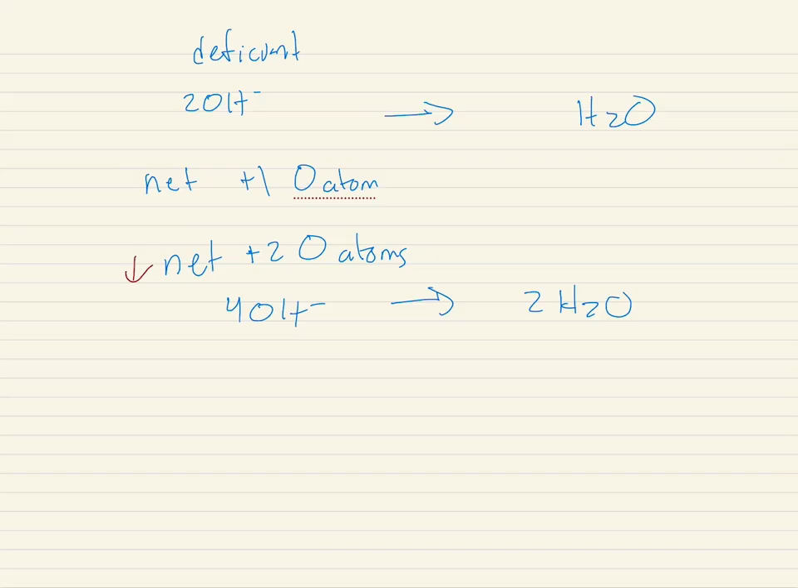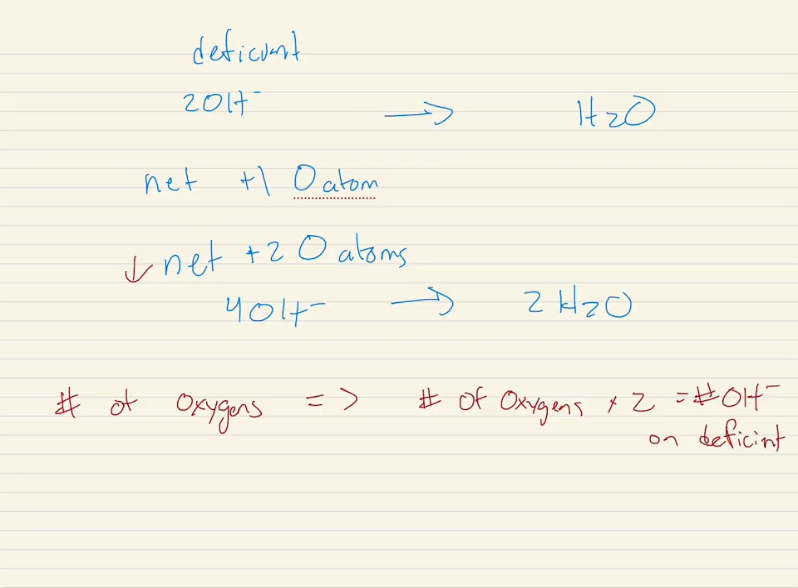So the number of oxygens we need to balance the half reaction, we take the number of oxygens we need times 2, and that equals the number of OH minus ions we have on the deficient side.